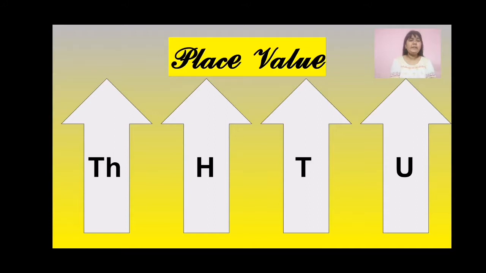So last period I had taught you about 3-digit numbers. I have added one more, that is Th. It is called thousand. So the place values you can now see on the screen are unit, tens, hundreds and thousand. So what is the full form of Th? Thousand. H, hundred. T, unit. T, tens and U, units.